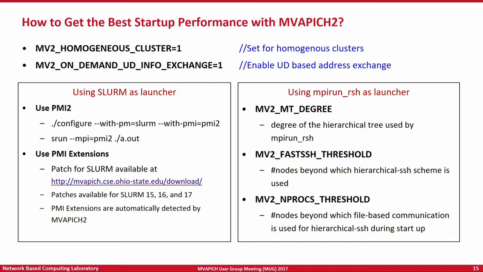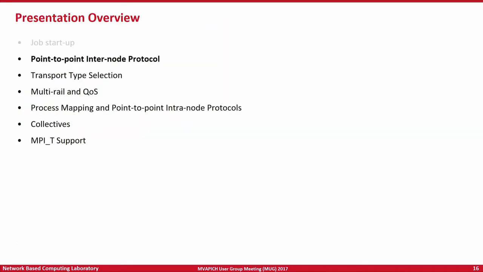Now, once you have started up your job, you need to ensure that you have good internode and intranode communication performance. Most MPI libraries have two common communication protocols: the eager communication protocol for small messages and the rendezvous communication protocol to transfer large messages. There is always a switchover point between the eager threshold and the rendezvous threshold. Historically, the switchover point has been determined by figuring out the sweet spot between the best performance and the least memory overhead.